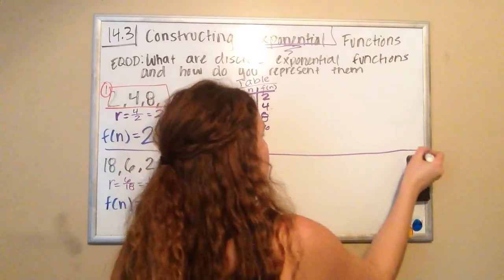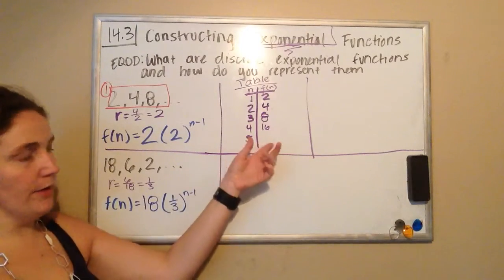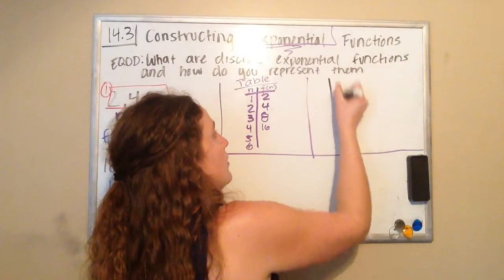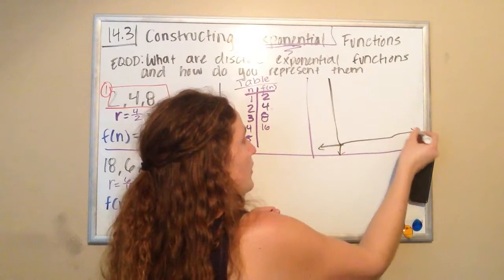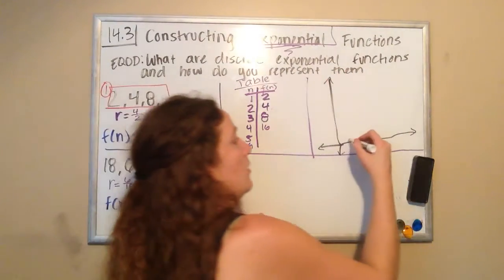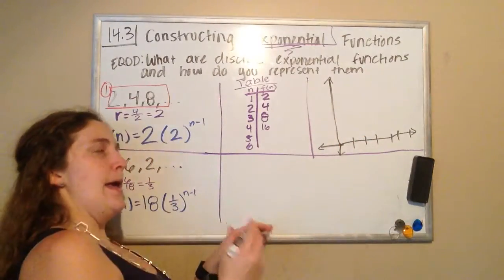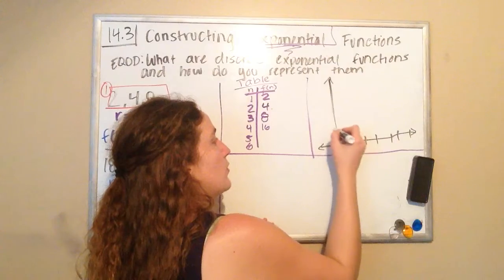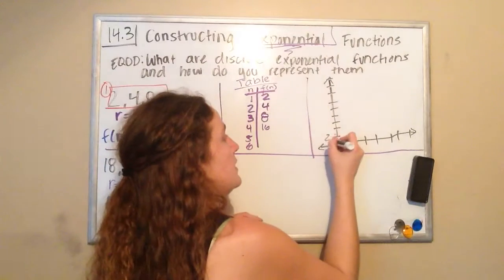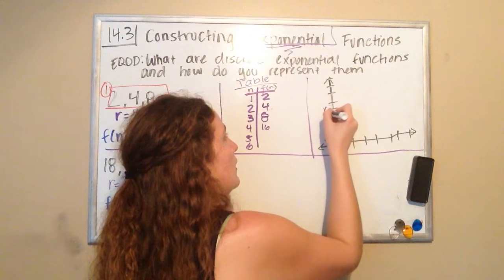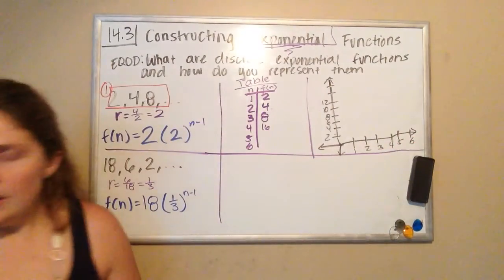The other way we could represent it is as a graph, right? So we've learned how to do that before. We actually have a chart right here that we're going to be able to graph with. Okay, there's my XY axis. 1, 2, 3, 4, 5, 6. On this axis I'm going to go by 2s: 2, 4, 6, 8, 10, 12, 18. And I'm going to go by 1s on this axis. Alright?